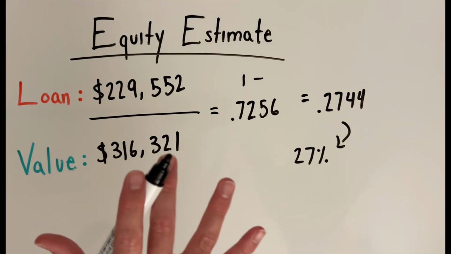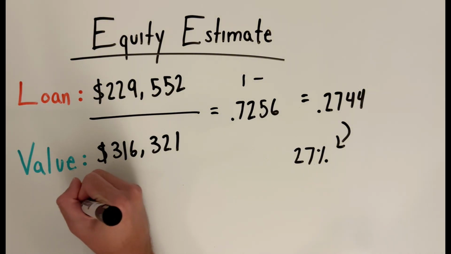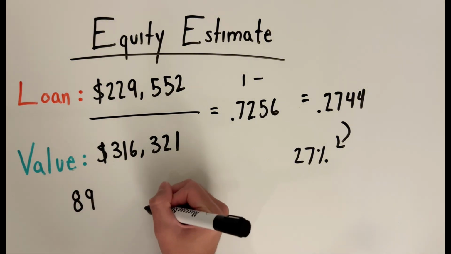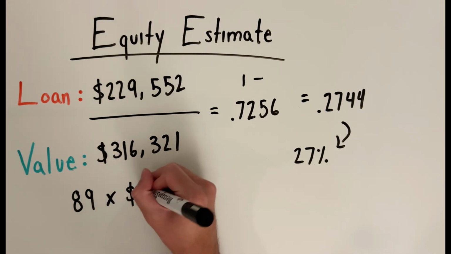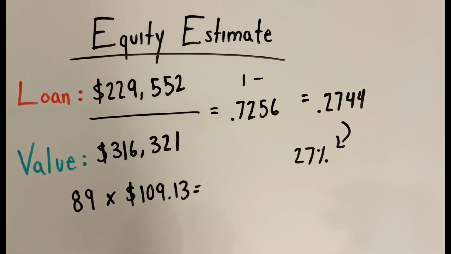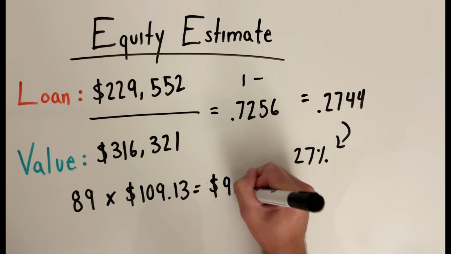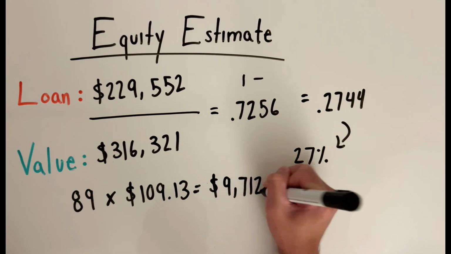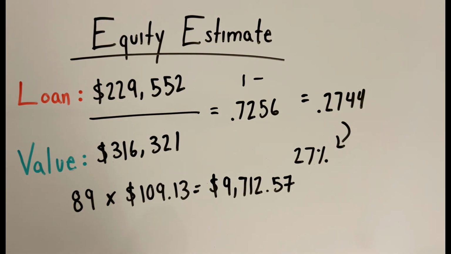Real quick, before we move on, why is it so important to remove PMI early? Why not just wait the 10 years for PMI to naturally fall off? Using my real numbers, I still have 89 more months until PMI would naturally fall off. Times that by my PMI payment of $109.13. If I don't get PMI removed early, I will have to pay another $9,712.57. This is the number we're working towards right now.